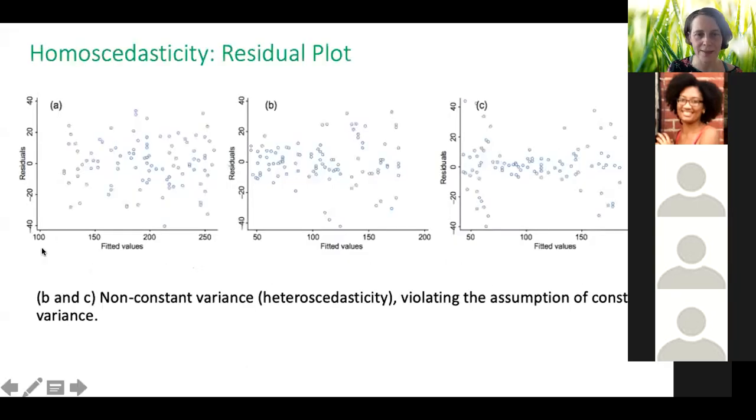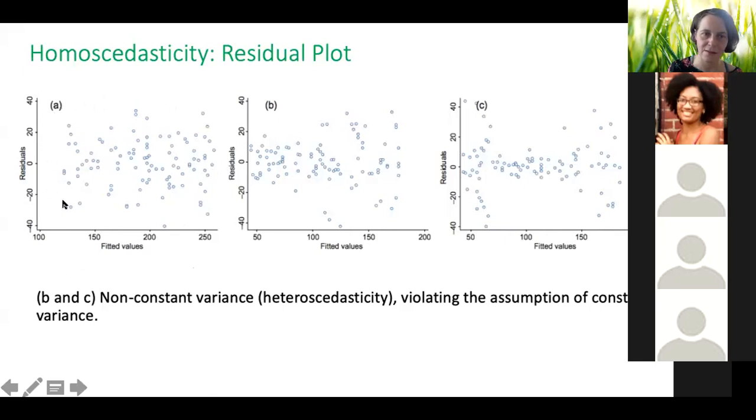So here are more examples of violations of the homoscedasticity assumption. Here the first plot looks good, right? Here we have roughly, as I said, I mean, there's always a little bit of variation, right?